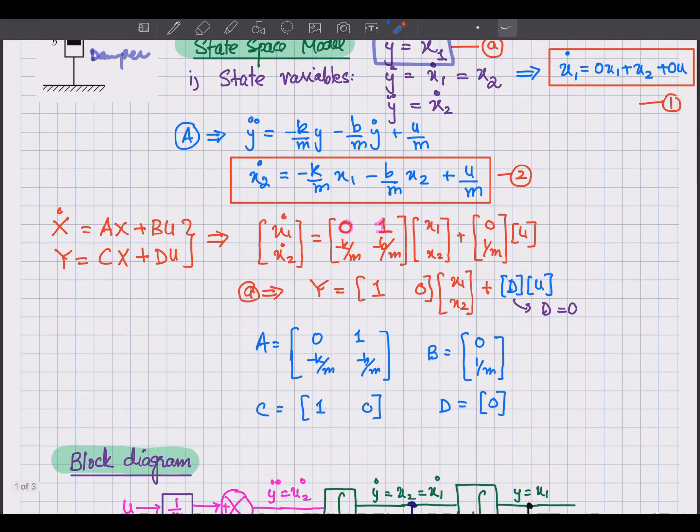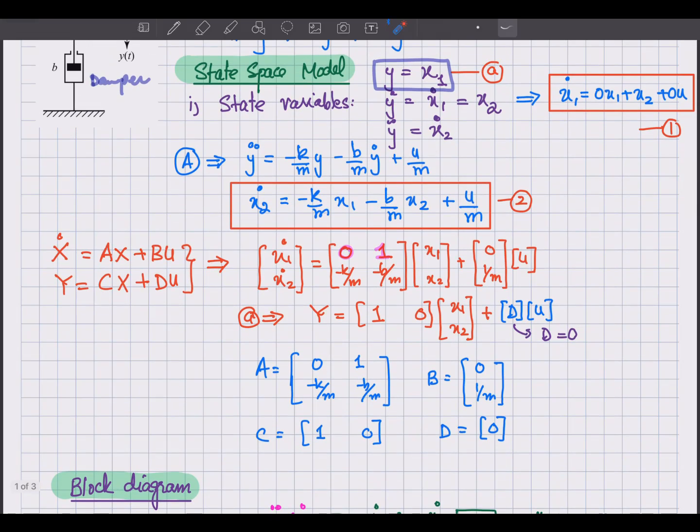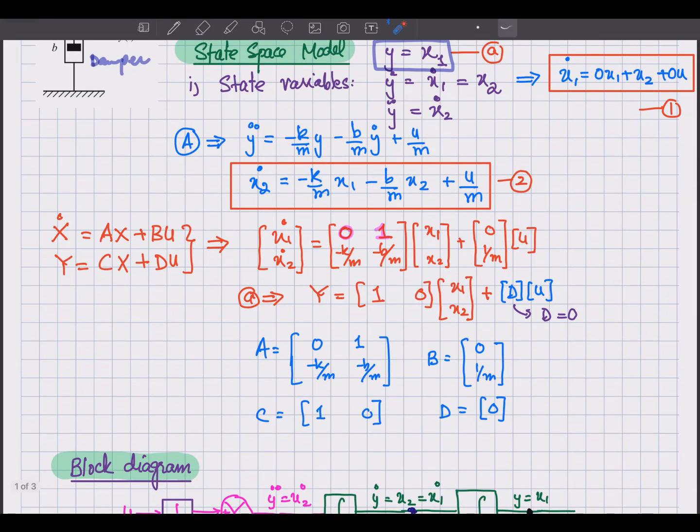So output is defined by the state variable x1. So y is equal to, over here, if we have the state variable matrix x1 and x2, so x1 is required at the output, so there will be 1 over here, and this will be with the 0. So y is equal to this matrix consisting of 1 and 0 into x1 x2, those are the state variables. Okay, so plus D into u from here, but D in these two equations is equal to 0. So this is 0, the D matrix over here.